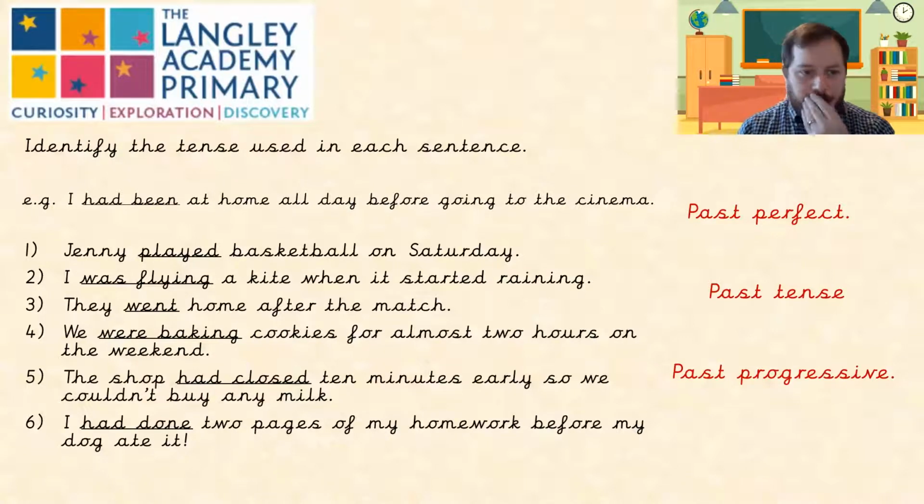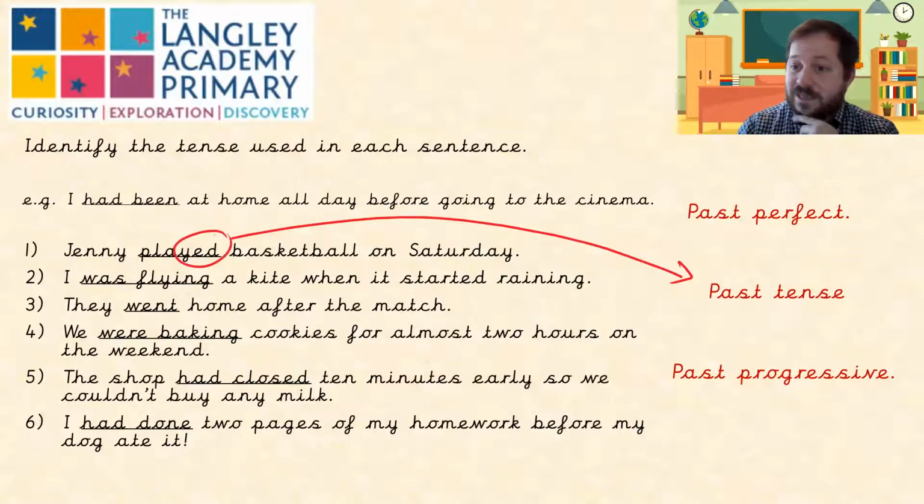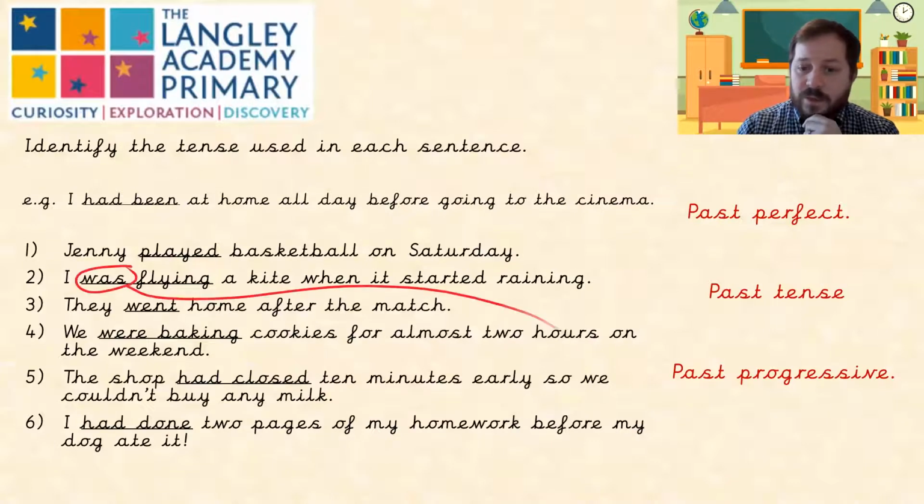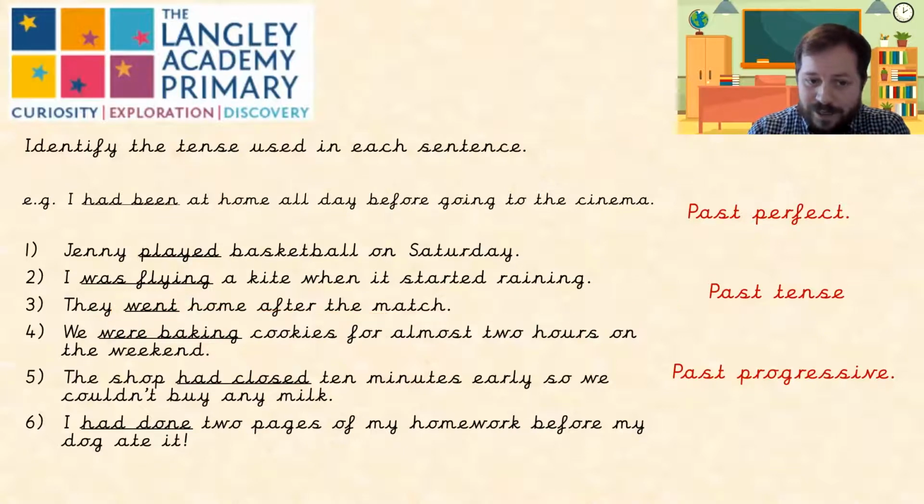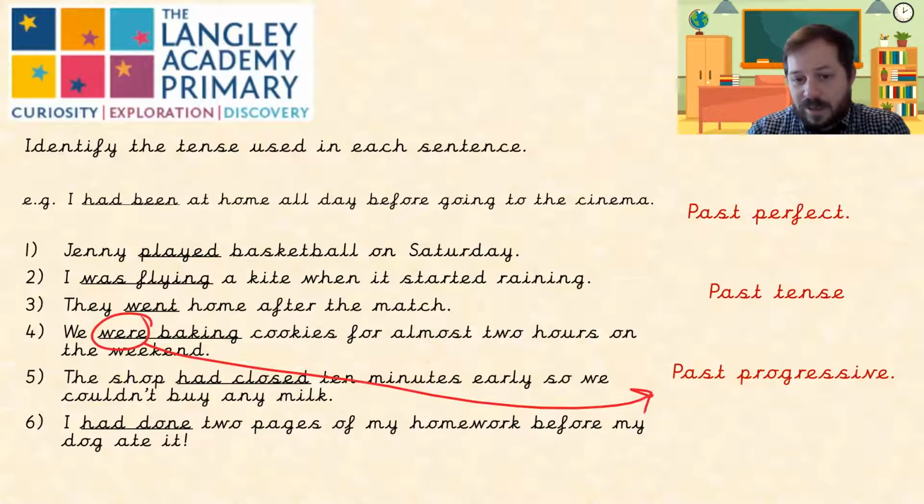Okay, let's go through it then, shall we? The first one, Jenny played basketball on Saturday. The hint is it ends in ed, so it's the past tense. I was flying my kite when it started raining. The was gives it away that it's our past progressive. They went home after the match. Went is a past tense word, so it is just a past tense, not perfect or progressive. We were baking cookies for almost 2 hours on the weekend. The were, like I said, linked to was, is past progressive.